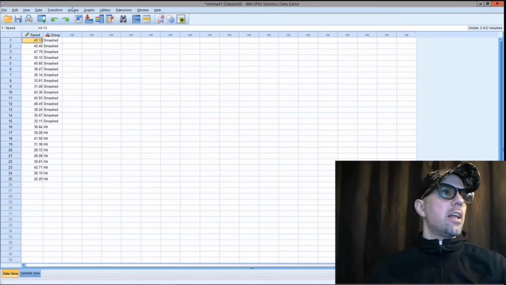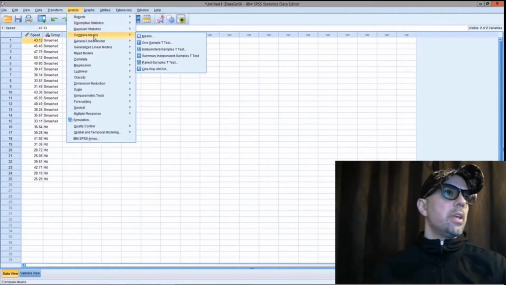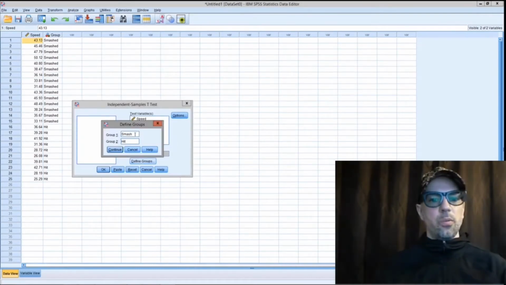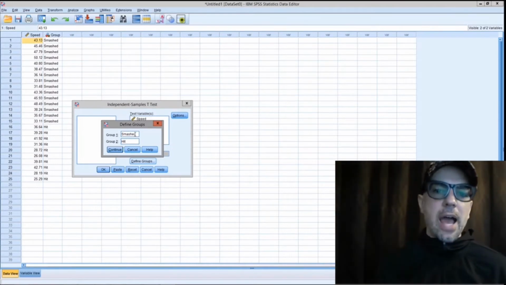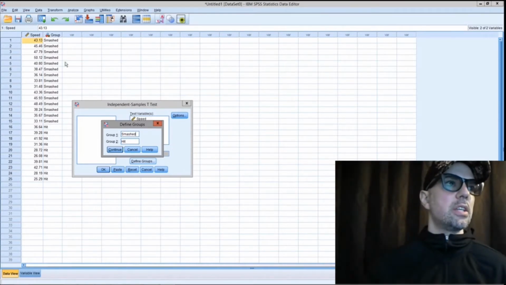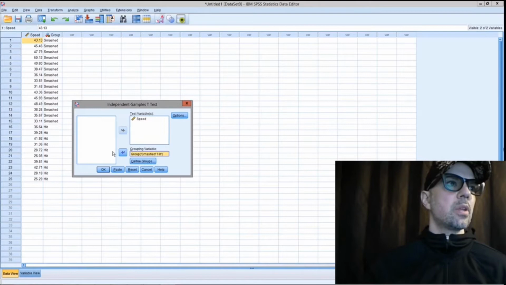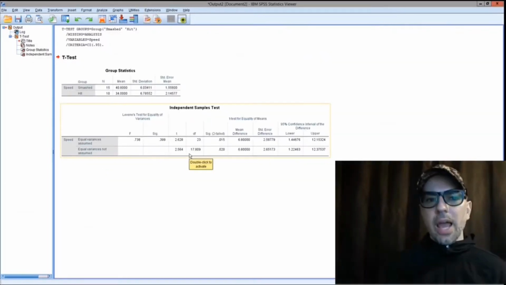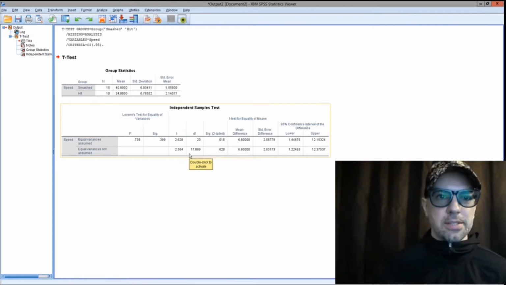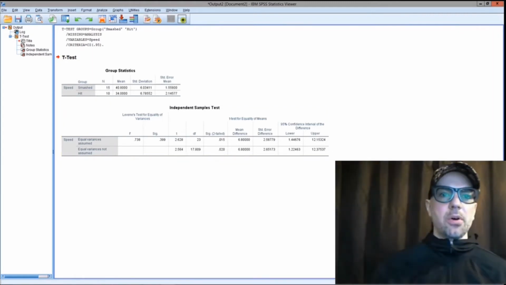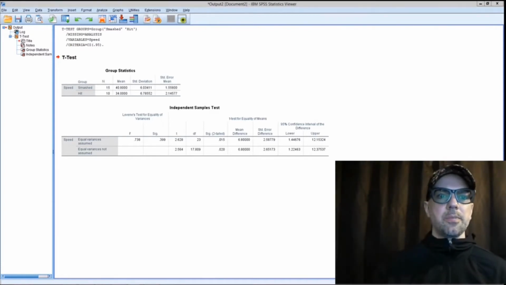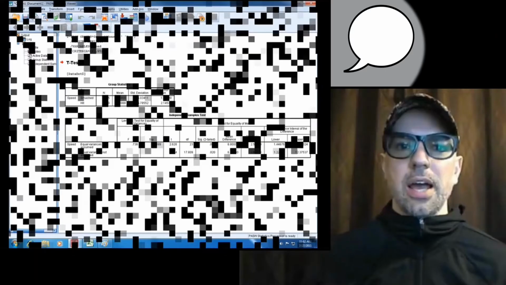So we go back to analyze, we go back to compare means, we go back to independent samples t-test, we define our groups, we call them exactly what we named them when we entered in the data, we hit continue, we hit OK, and lo and behold, SPSS can run our hypothesis test. All right, so that was a live demo of the independent samples t-test. Now let's take a look at exactly how to analyze this.